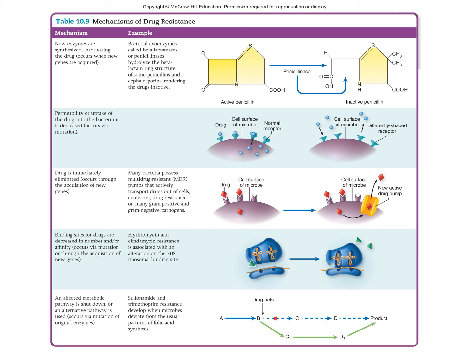The next one shows that the permeability, or the uptake of the drug into the bacterium, is decreased. One of the ways we have effective medications is by getting the drug where it needs to get to, for example, inside the cell. Now the bacteria develops resistance to even getting that medication into its cell.